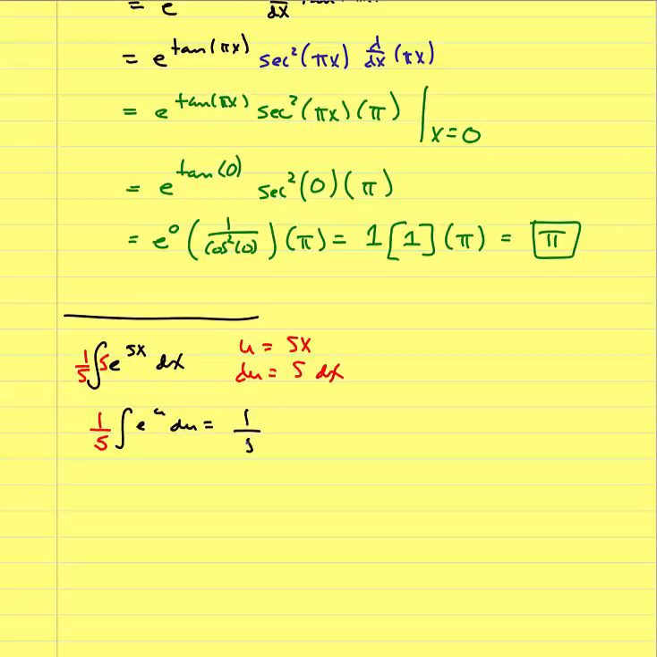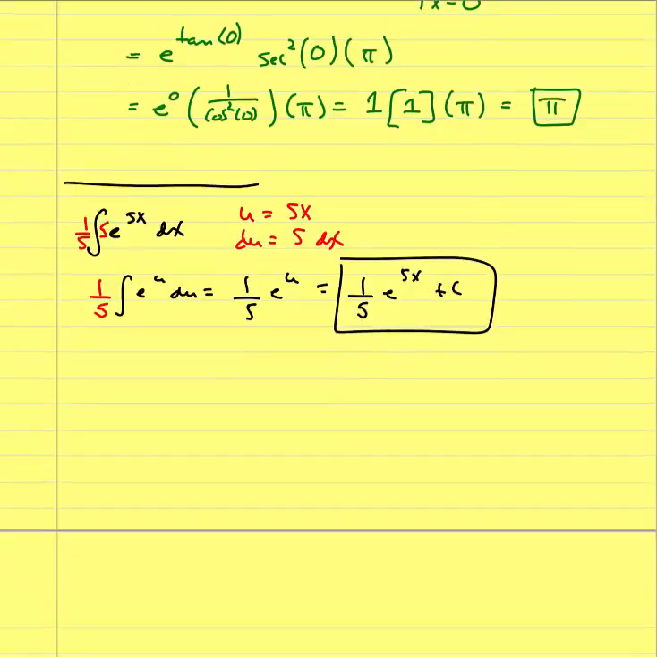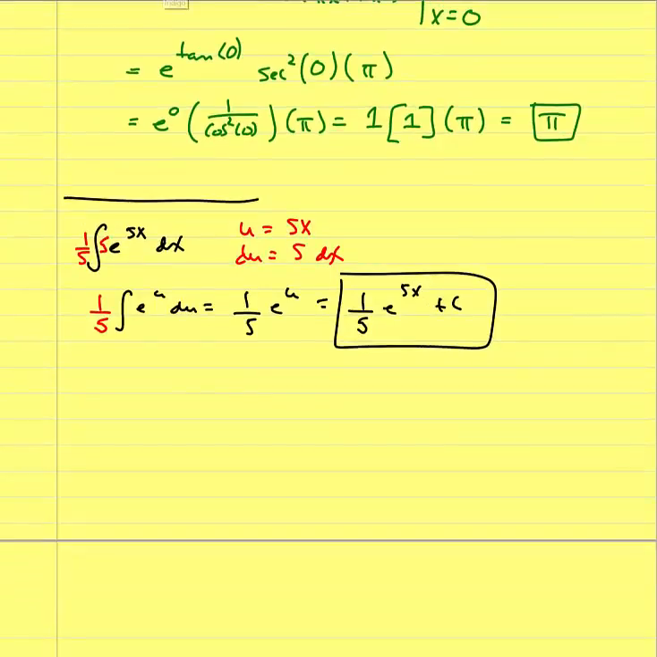And of course the integral of e to the u is e to the u. Have to convert back to x. 5x is equal to u, so this is 1/5 e to the 5x plus c. And you can check this solution by taking the derivative of your solution, and it should equal the integrand right back. Let's go ahead and look at another one.